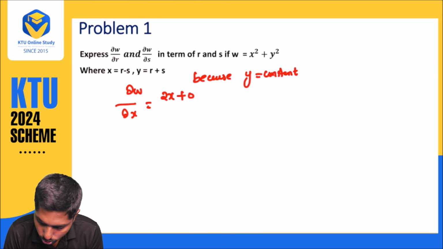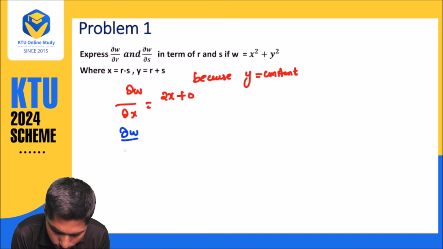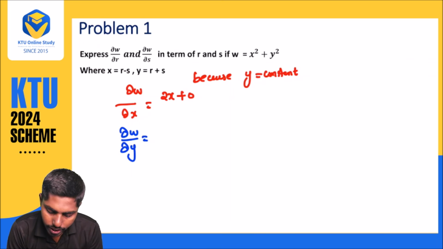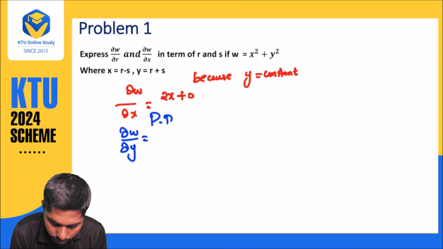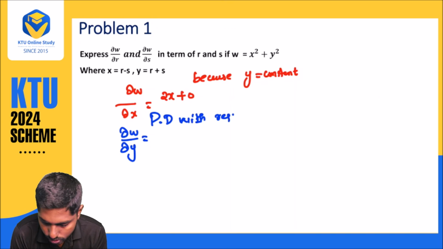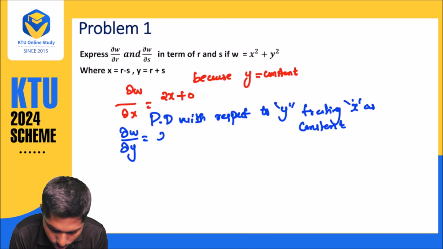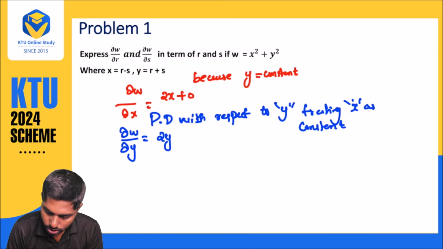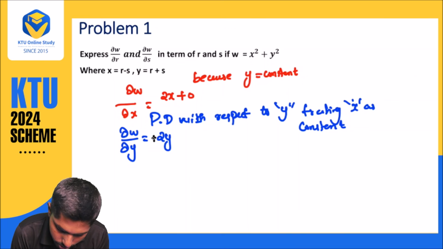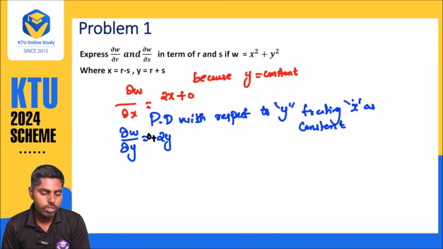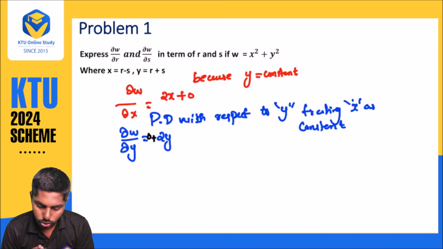Similarly, we want to identify ∂w by ∂y. That is the partial derivative with respect to y, treating x as a constant. So we will get 0 plus 2y. So ∂w by ∂y and ∂w by ∂x we have identified.